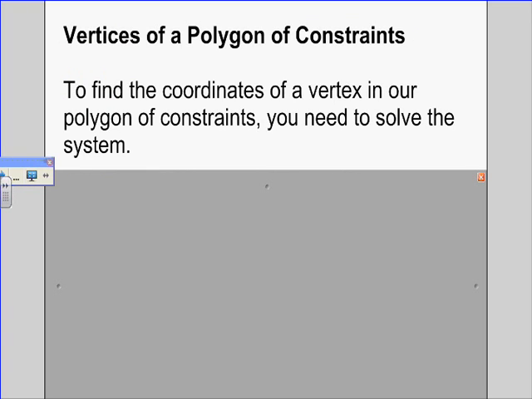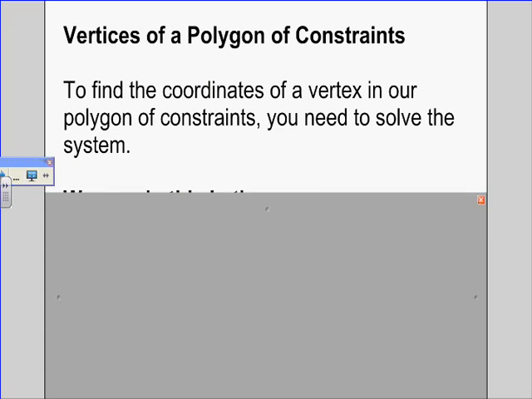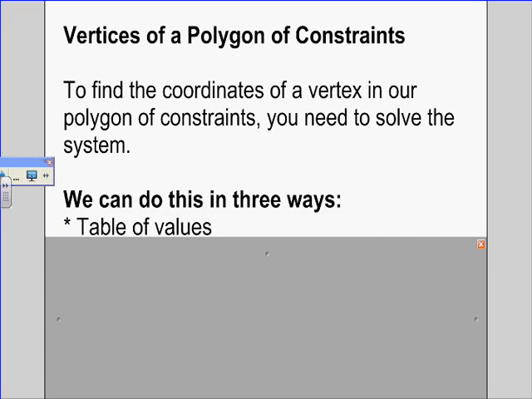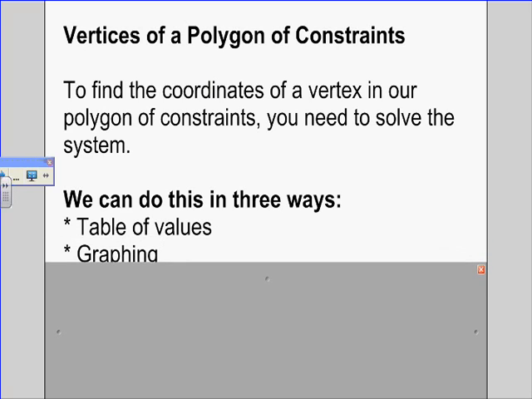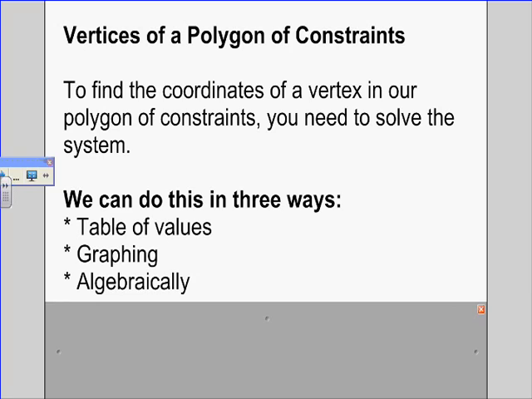Whenever we have a bounded or an unbounded polygon of constraints, we have edges that connect our different inequalities. To find the coordinates of these vertices in our polygon of constraints, we need to solve our system. If I gave you just a set of inequalities, there's more than one way that we could solve to find those vertices. There are three ways that we can solve. We can do a table of values, so we can choose different values of x and determine where our coordinates connect for our different inequalities. We can also graph our system of inequalities, which is the method we're going to be using in our next class. And we can solve algebraically.